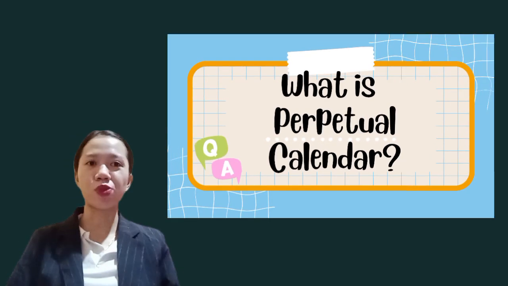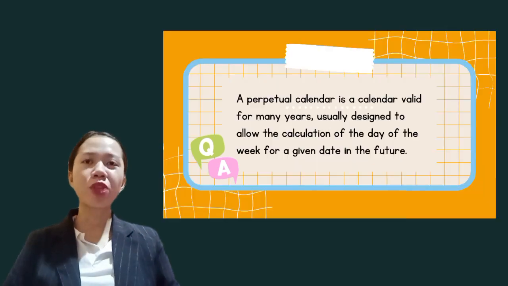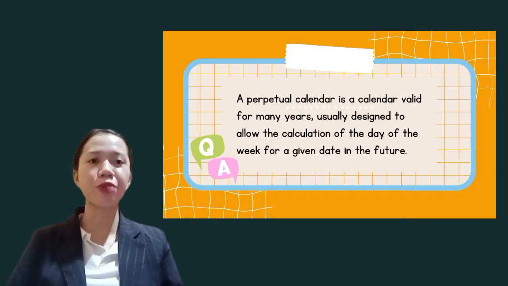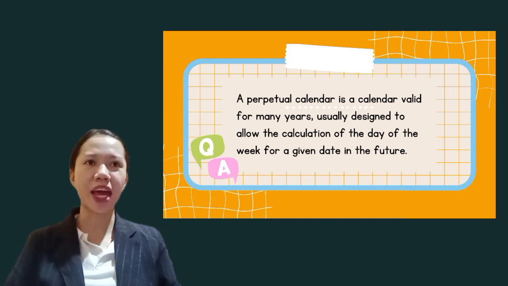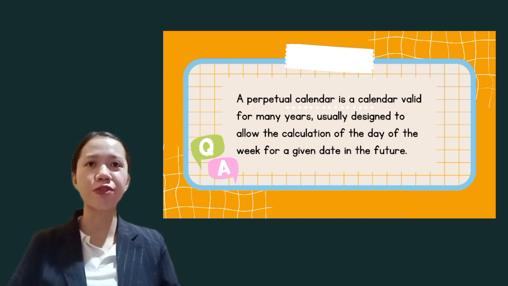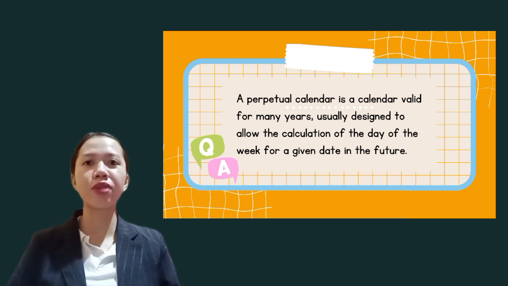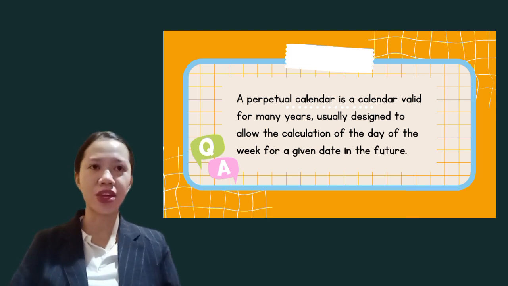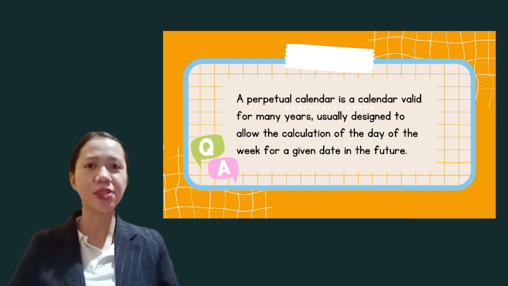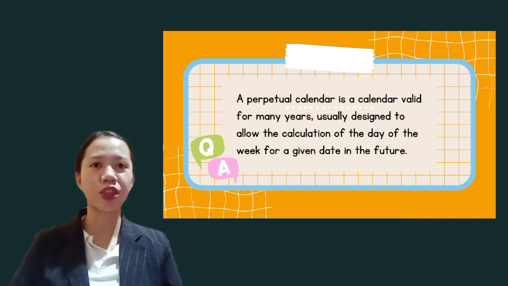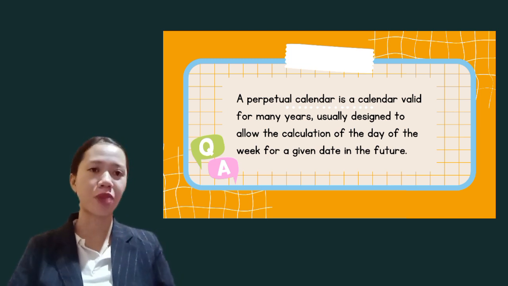What is perpetual calendar? A perpetual calendar is a calendar valid for many years, usually designed to allow the calculation of the day of the week for a given date in the future. In this section, an interesting formula will be developed to determine the day of the week for any date in any year. But before accomplishing this goal, we must be given a hint of the history development of the perpetual calendar.